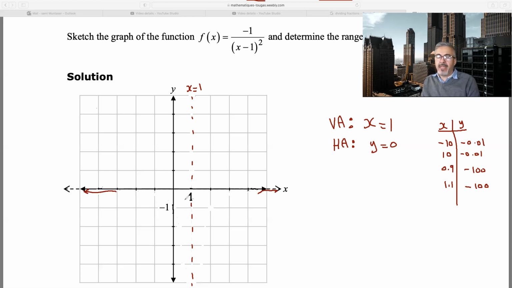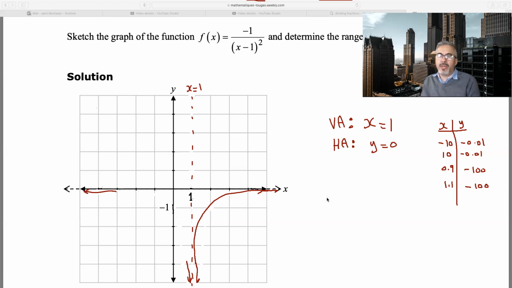Now, how about 0.9? 0.9 is on this side, and it's giving you negative 100. So your graph is shooting down as you get close to the vertical asymptote from the left side. Also, if you're getting close to the asymptote from the right side, 1.1 gave you negative 100. So your graph is also shooting down on this side as well. And therefore now it's simple, you just know that's what's happening to the graph right here.